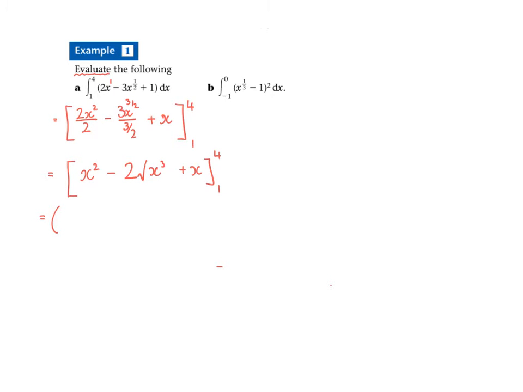Well, in the first bracket is your upper limit. So we take this upper limit and we substitute it into each term. And then we subtract the lower limit by substituting into each term as well. So we get 4 squared minus 2 times root 4 cubed plus 4, and then subtract the lower limit, which is 1 squared minus 2 times root 1 cubed plus 1.